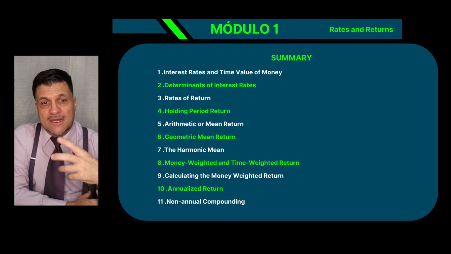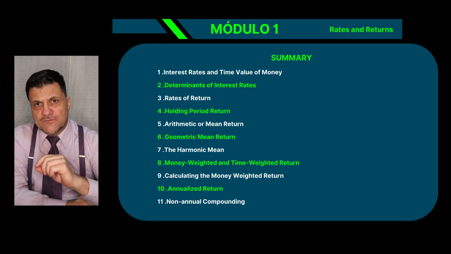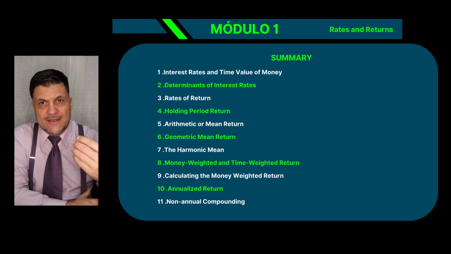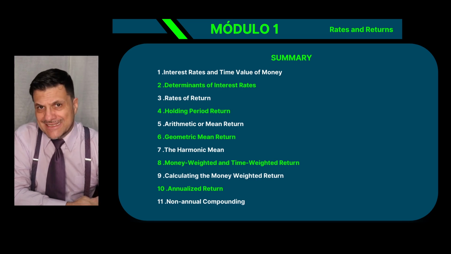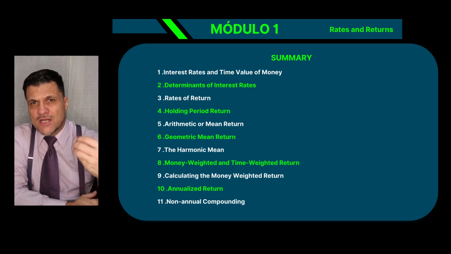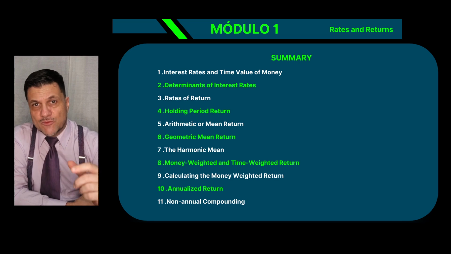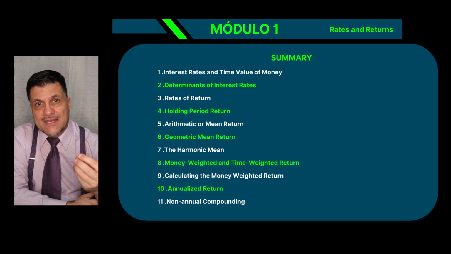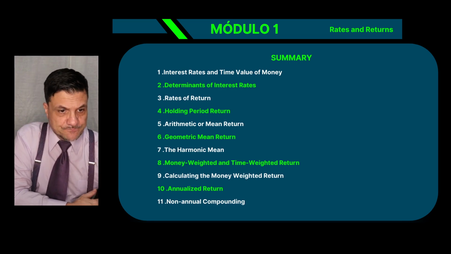Because the average, it's just one period, right? The normal average, the arithmetic average, is just a one period concept. A geometric average is a little bit more complex. It gives you more information. That's what I was trying to say.